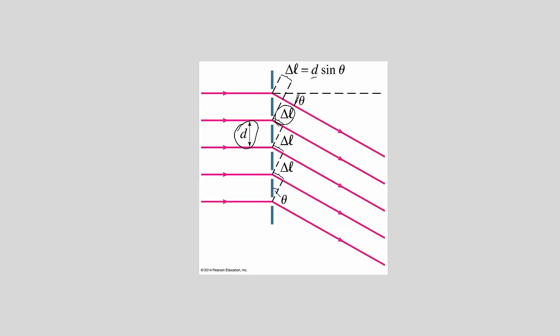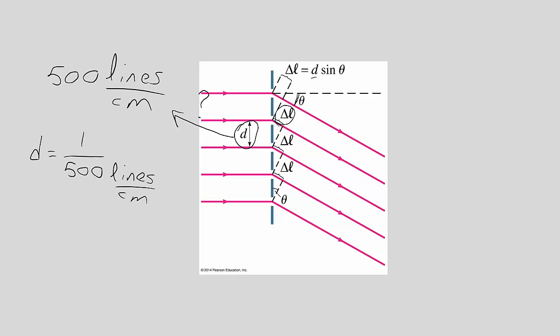Oftentimes we are not actually told the distance between the slits, so we're not given d. Instead, we're told how many lines are drawn per centimeter on the grating. For example, you might be told that there are 500 lines per centimeter. And what you need is d, so you need to get d out of that information. All you really need to do is invert, because d is going to be the number of centimeters per line. So d will be equal to 1 over 500. Then you can put this value of 1 over 500 into your equation.